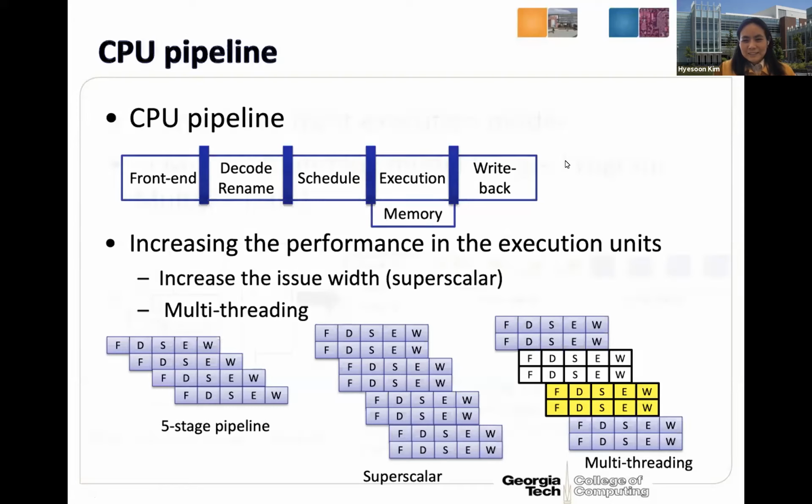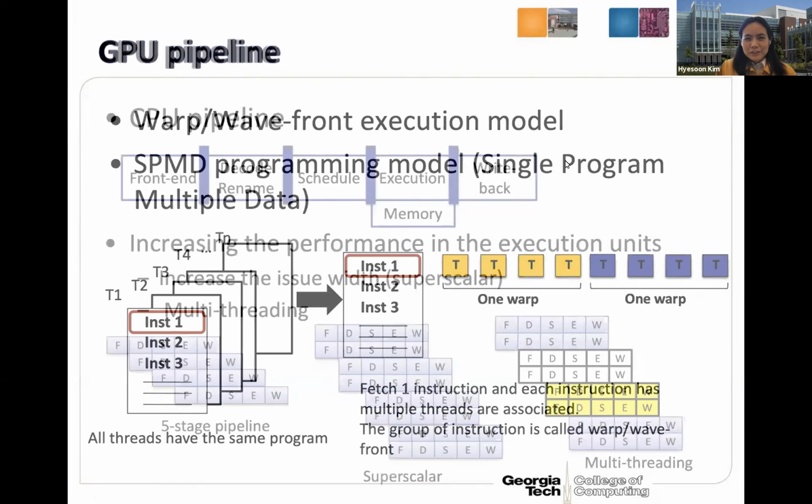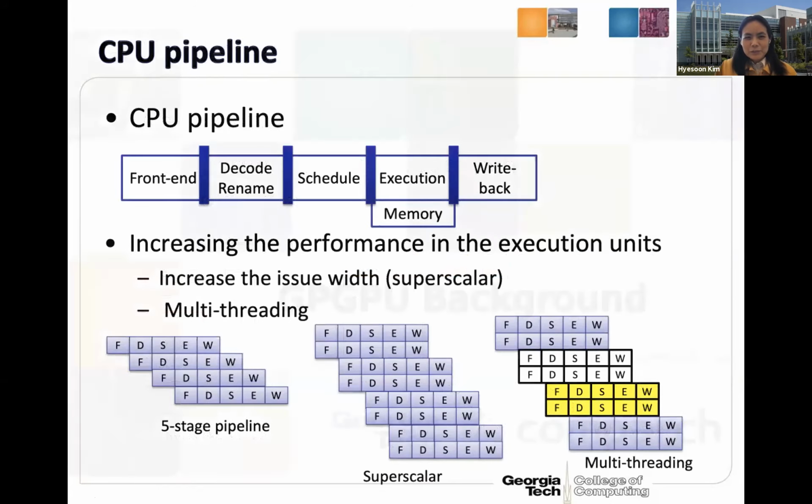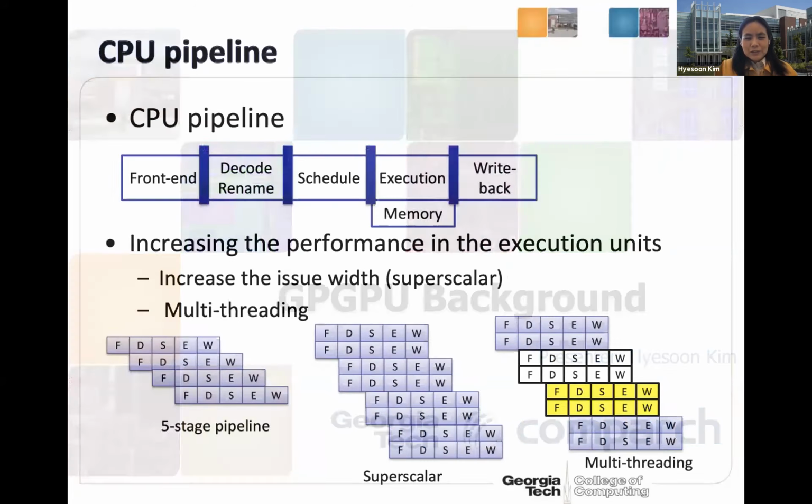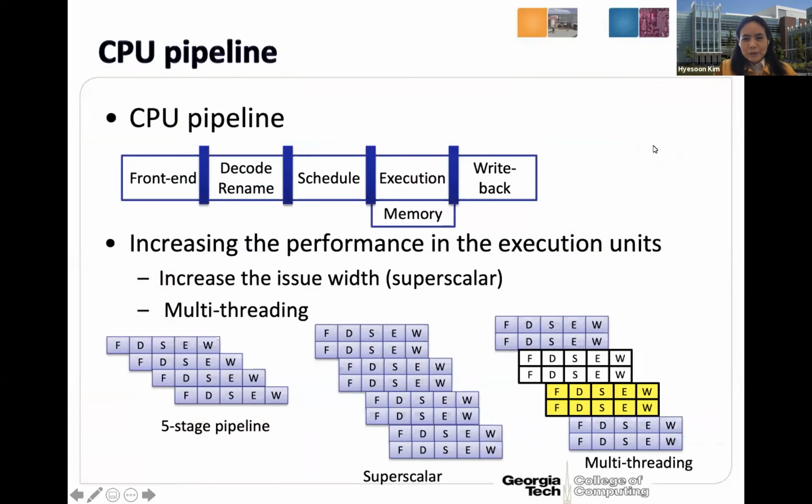So I assume everybody actually knows about GPUs, but I'll just give a very brief introduction about GPGPU background. As you know, the CPU has a 5-stage pipeline, and in order to increase performance on CPUs, we can go to superscalar or we can go to multi-threading. That's how we improve performance on CPUs.